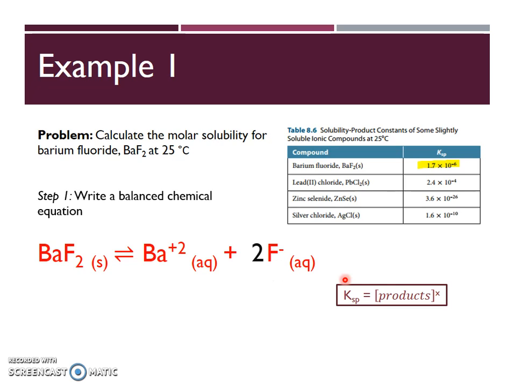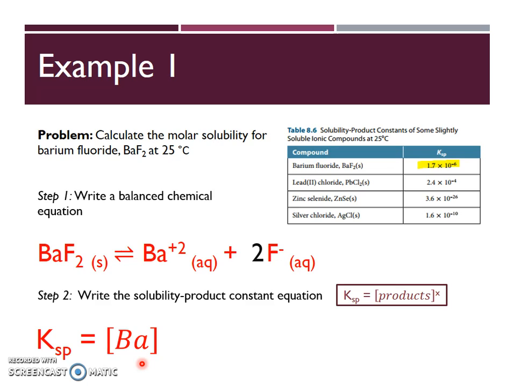After that's done, the next step is to write out the solubility product expression by substituting in the ions barium and fluorine. So that will look like the concentration of barium multiplied by the concentration of fluorine to the power of 2. Again, we have the 2 here because of the coefficient of 2 in our balanced chemical equation.